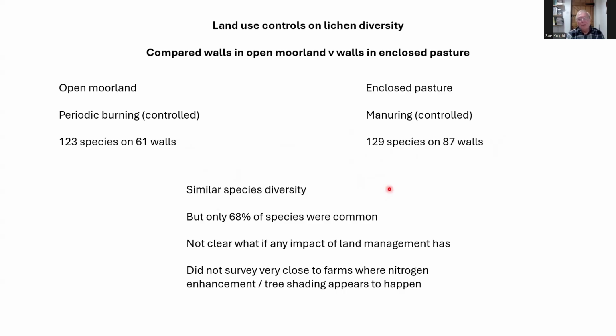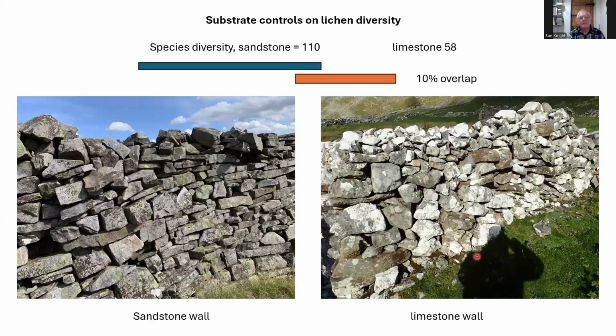However, only about 68% of the species were common between the two environments, which is somewhat surprising. So we're not really clear what impact, if any, the different type of land management had. However, anecdotally, we can say that while we didn't measure the diversity in farmyards or very close to farms, the visual examination suggested that because of the increased sheltering from trees and shading, they tended to be much richer in bryophytes, and also probably the lichen diversity was affected by the higher nitrogen that you would find.